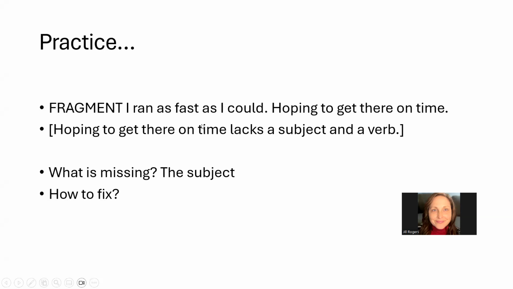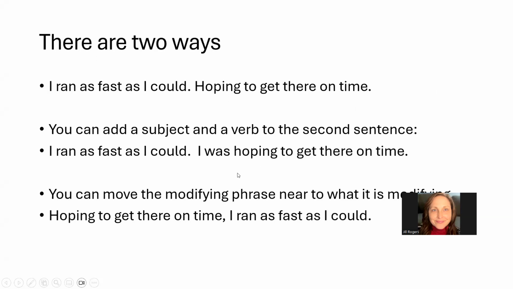So for example, I ran as fast as I could, hoping to get there on time. Here we see hoping to get there on time. The problem here is hoping is not a subject in the sentence. It doesn't have a verb after it, right? So we ask ourselves, what is missing? A subject and a verb, right? Okay. So how do we fix it?